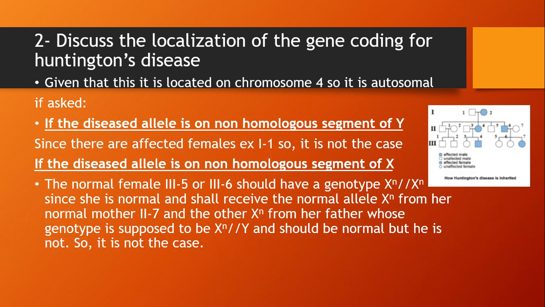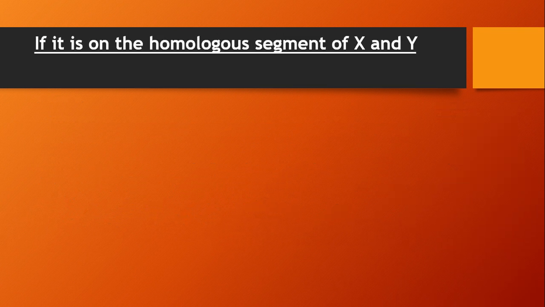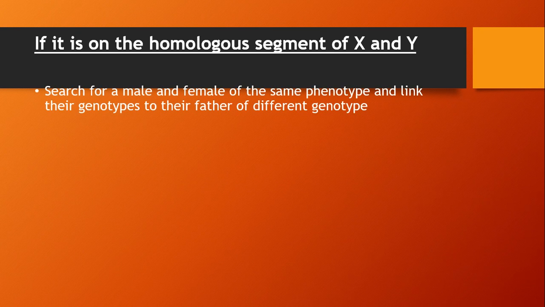If it is on the homologous segment of X and Y, usually we have to search for a male and female of the same phenotype, and you have to link their genotypes to the genotype of their father, who's supposed to have a different genotype. However, in this pedigree, this data is not available. This is why we cannot refer to this data from this pedigree.